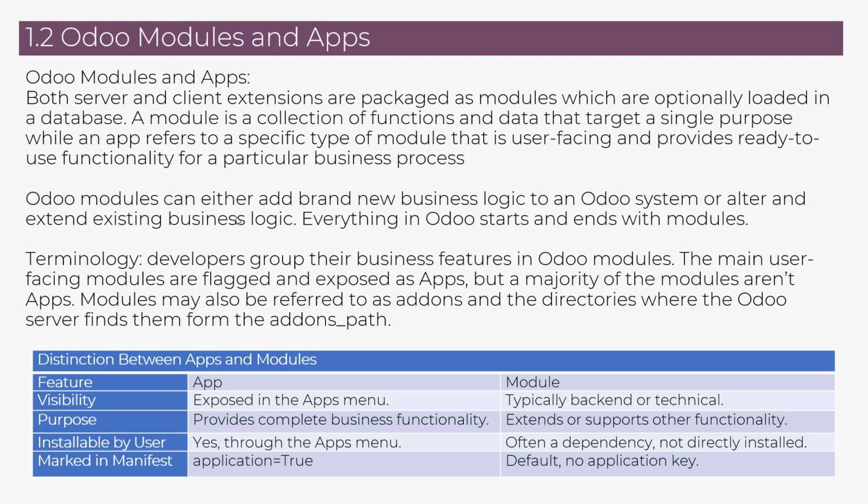Next, we are going to cover Odoo modules and apps. So both server and client extensions are packaged as modules, which are optionally loaded in a database. So a module is a collection of functions and data that target a single purpose, while an app refers to a specific type of module that is user-facing and provides ready-to-use functionality. So Odoo modules can either add brand new business logic to an Odoo system or alter and extend existing business logic. Everything in Odoo starts and ends with modules.